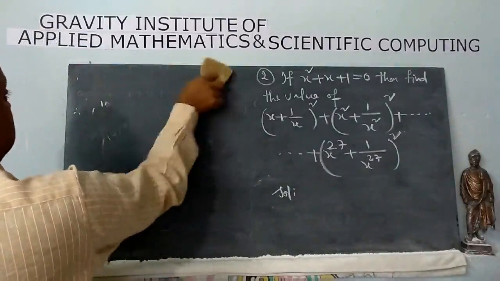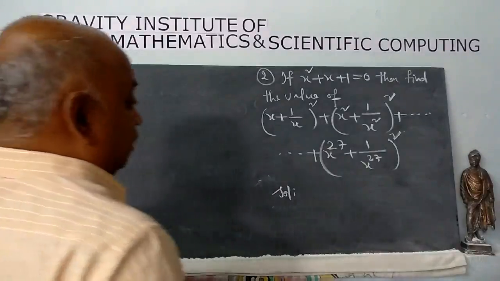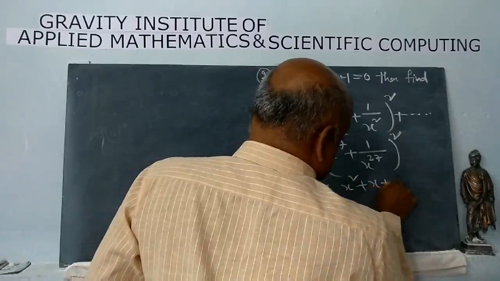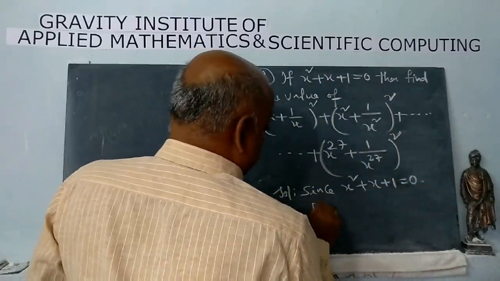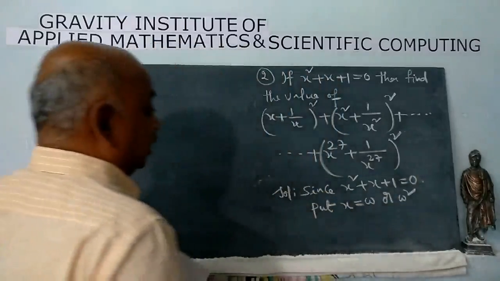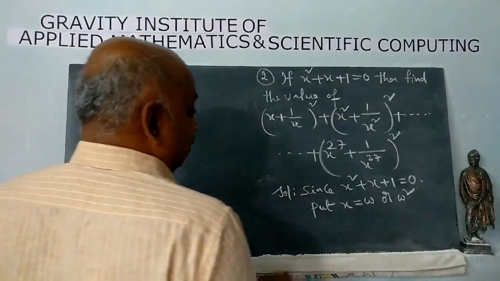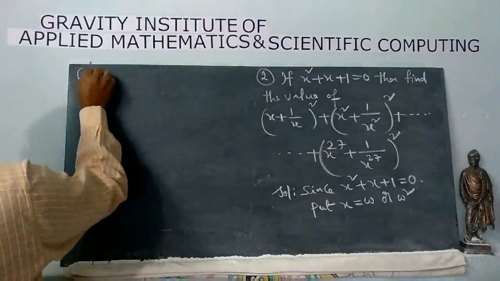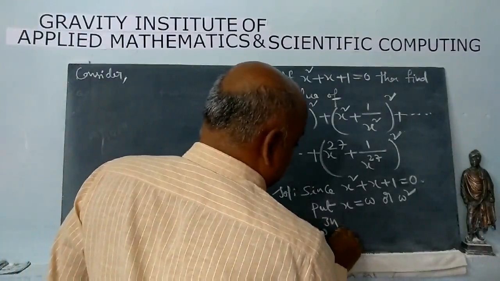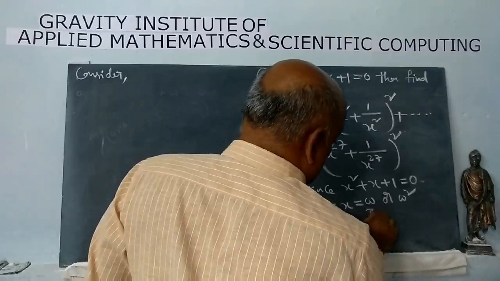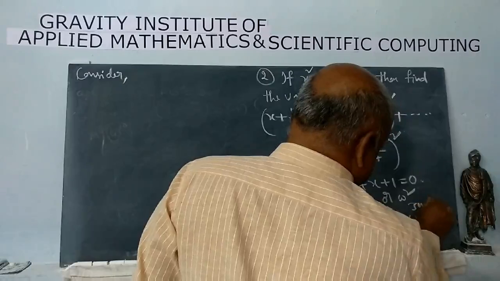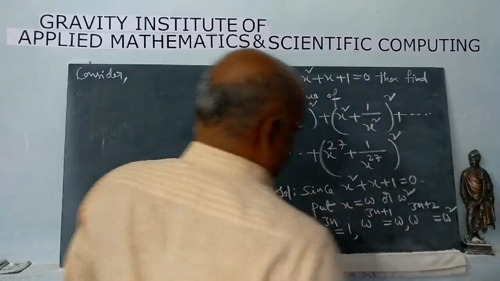Here is the solution. Since x square plus x plus 1 is equal to 0, put x equal to omega or omega square. Consider here omega to the power of 3n is equal to 1, omega to the power of 3n plus 1 is omega, and omega to the power of 3n plus 2 is equal to omega square.